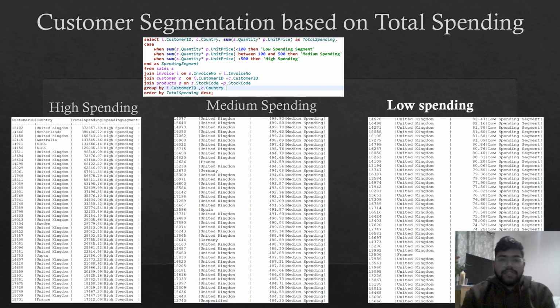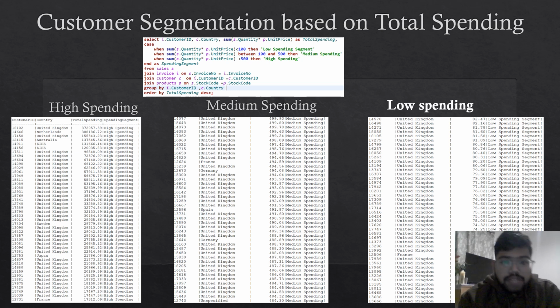The next question is, we are segmenting the customers based on the total spending. So the customers who have spent more than 500 pounds are kept aside and segmented as the high spending customer. The customer who has been spending between 100 and 500 is known as the medium spending customer, and the customer who spends less than 100 is segmented as the low spending customer.